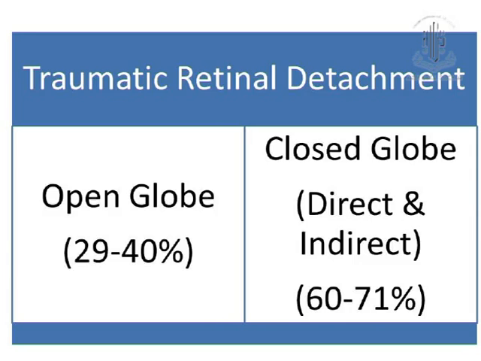The most common cause of a retinal detachment from trauma is a closed globe injury. This is not because the closed globe injury is more predisposing to retinal detachment, but because the number of cases of trauma is greater with blunt injury rather than a penetrating wound.